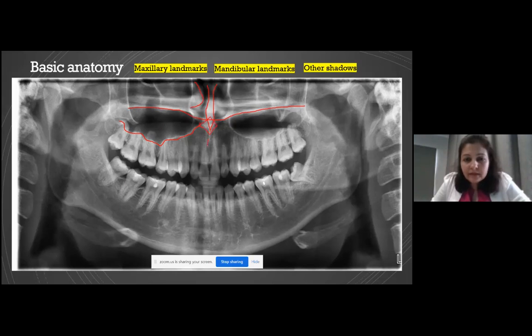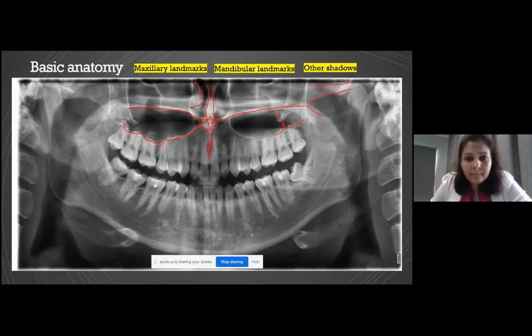You have the incisive foramen here and the intermaxillary suture. Can't really make out that area very clearly. You can even see the septae within the sinus here. Yes, and then you can see the zygomatic arch in the process, right?